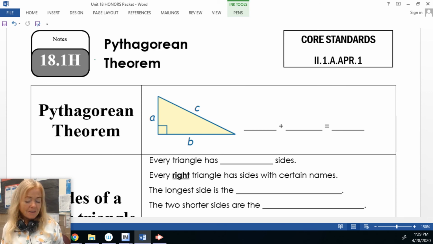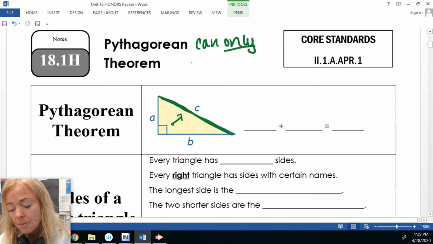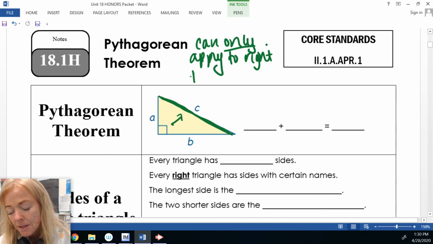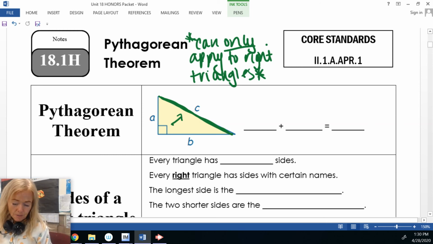18.1 starts with the Pythagorean theorem. The Pythagorean theorem is something you should already know if you have a triangle. It's important to note, I like to even write it backwards, which one is the hypotenuse. The hypotenuse is the longest side, and it's across from the 90-degree angle. The Pythagorean theorem can only apply to right triangles. That's the only time we can use it. So that's important to note. If it's not a right triangle, then you can't use the Pythagorean theorem to come up with a side.